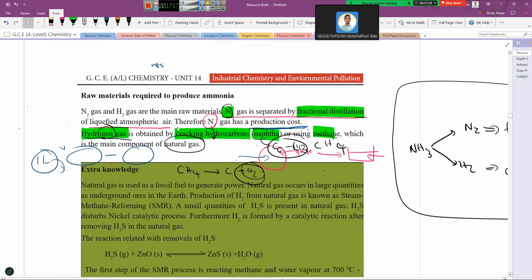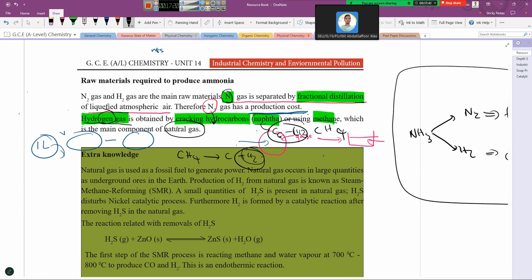Now, the raw materials required to produce ammonia, what are they? Nitrogen gas and hydrogen gas, right? How we can obtain these raw materials is given here, through fractional distillation. As I explained, we first liquefy the atmospheric air, and then from that we separate the nitrogen gas. And hydrogen gas is obtained by cracking hydrocarbons, naphtha or methane. You can even use methane, right?